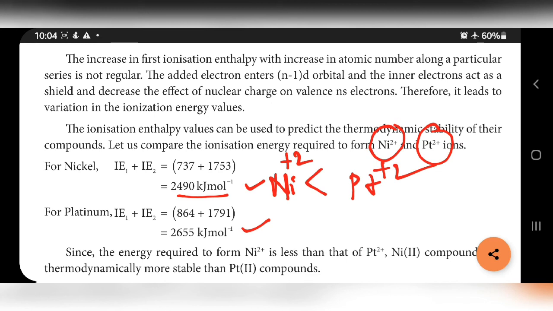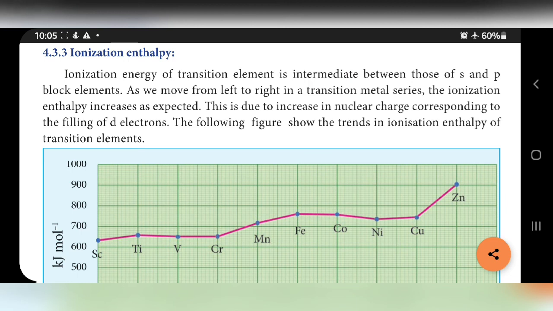The one having the least ionization energy has more stability. With this, the topic of ionization energy is over. Here it was explained that the ionization energy of transition elements is intermediate between s block and p block elements. As we move from left to right, generally ionization energy increases, because size decreases, so attraction increases, so more energy is needed for removing an electron. So ionization energy increases in a period.